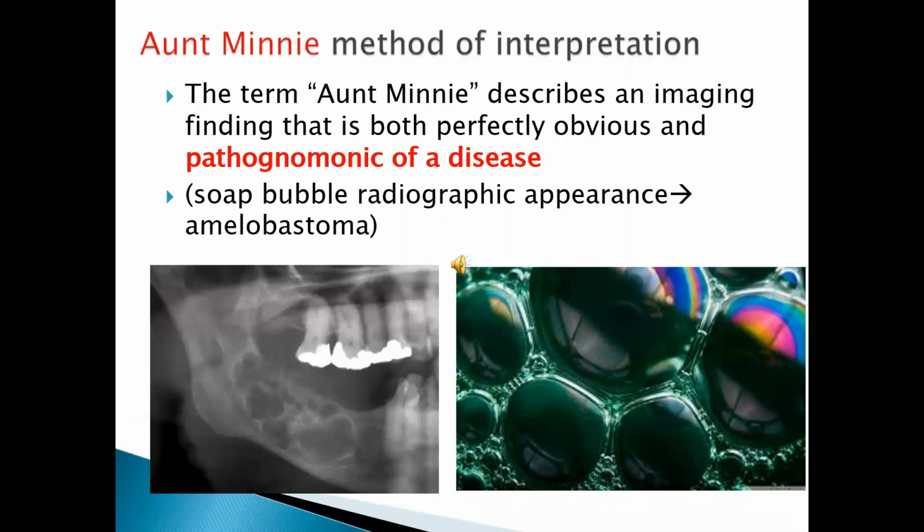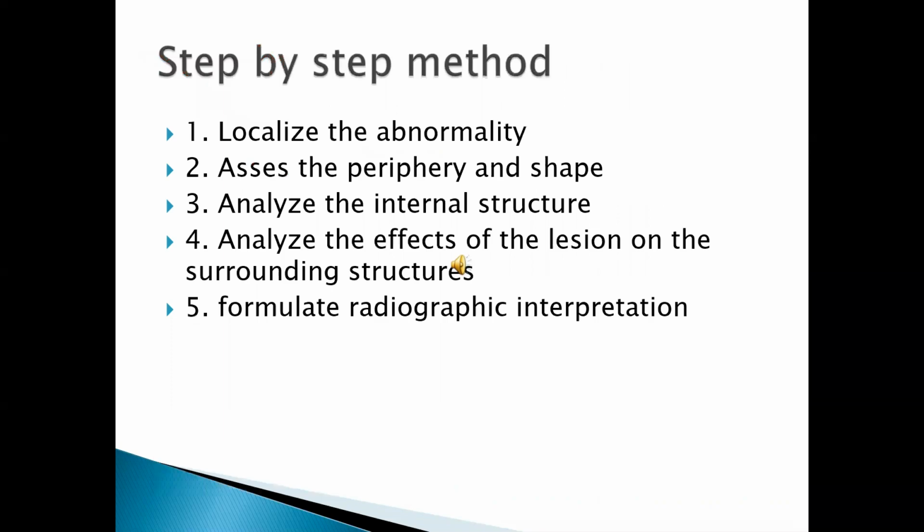Here in this particular slide, there is an explanation of how a soap bubble appearance is correlated to that of ameloblastoma. This is because in most of the textbooks, the classical appearance of ameloblastoma is often described as the soap bubble pattern. In the step-by-step method, there are 5 steps, and each step makes it very systematic for the interpretation. The first step is to localize the abnormality, followed by assessing the periphery and the shape, then the internal structure, effects on the surrounding structure, and finally you come at a diagnosis.